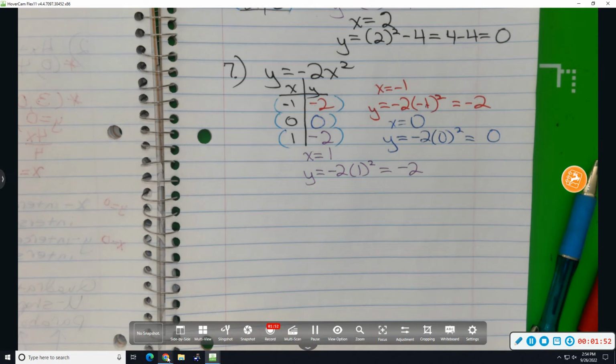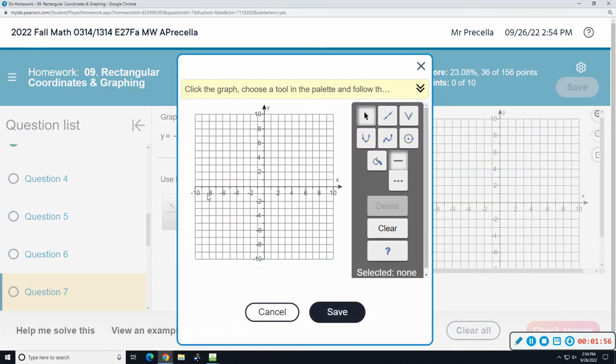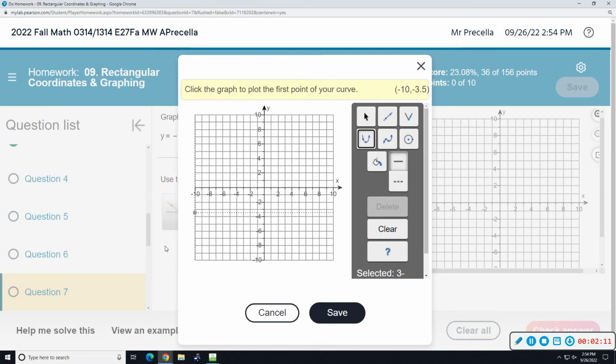And notice for this problem, we don't have to type in the ordered pairs. We're just graphing the equation. So the first ordered pair, well, we click the 3-point quadratic tool. We know this is quadratic. We have 3 points. Click. And then start plotting the points.